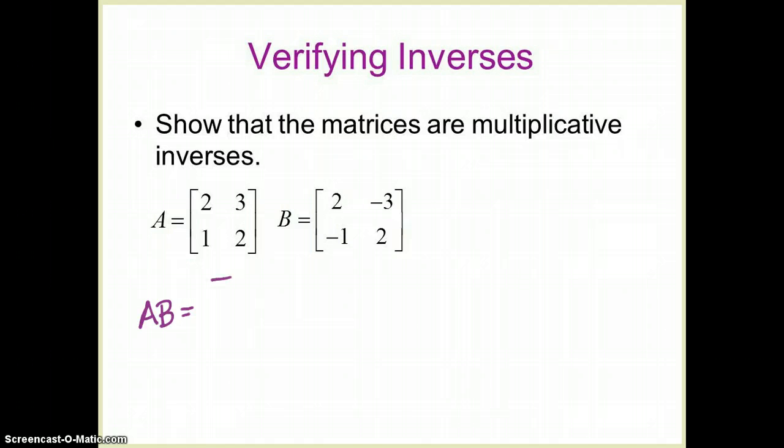If you remember your matrix multiplication, we're going to multiply rows by columns. So I will end up with the first row and the first column: 2 times 2 is 4, 3 times -1 is -3, and 4 minus 3 gives me 1. Again, do the same thing on the next one. We're going to do the same row, but with the second column. So 2 times -3 is -6, 3 times 2 is +6, and -6 and +6 make 0.